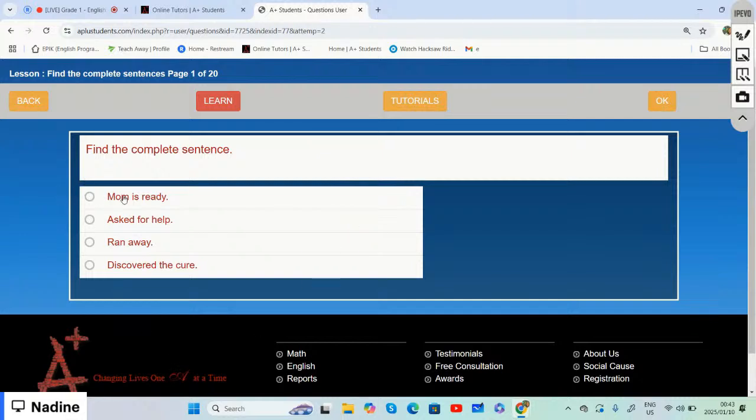Option one says, Mom is ready. Option two, asked for help. Option three, ran away. Option four, discovered the cure. We need to select the complete sentence that has a naming part and an action part.